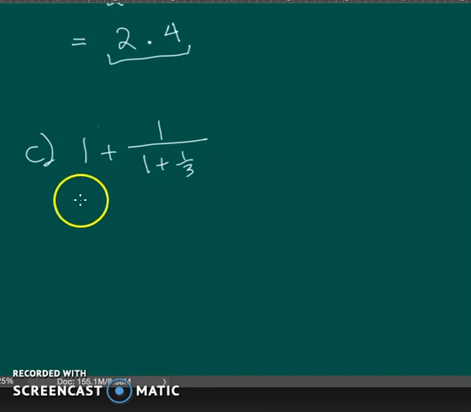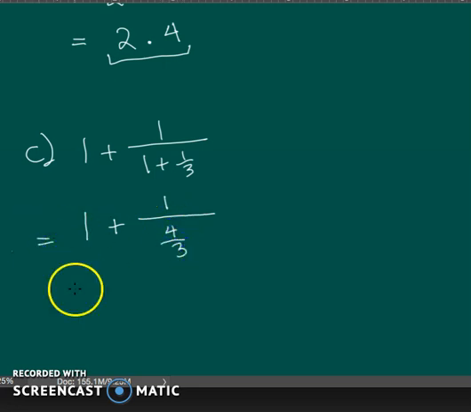For part C, we have a similar situation, so we're first going to simplify the fractions to make it easier for us to work with. So I'll leave the 1 plus as is for now, and I'll concentrate on the denominator first. So how can I express 1 plus 1/3 in a simpler way? Well, 1 and 1/3 is the same as 4/3. So I'll write 4/3 with an equal sign here.